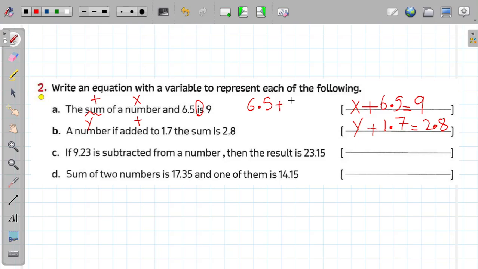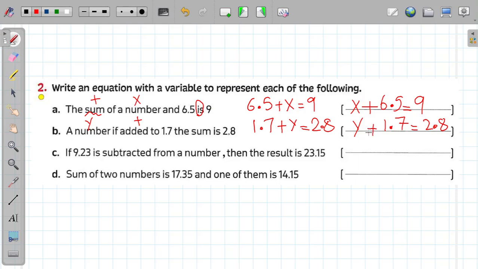But if I wanted to write 6.5 plus x equals 9, is that right? Yes, because we know that the addition operation is commutative, so the order doesn't matter in our operation. And the second one, I can say 1.7 plus y equals 2.8. So this is right, and this is right, and this is right, and this is right.